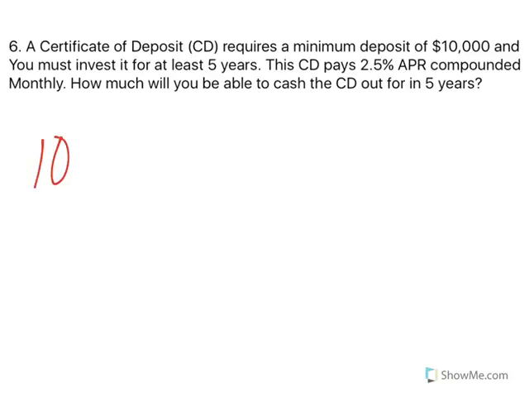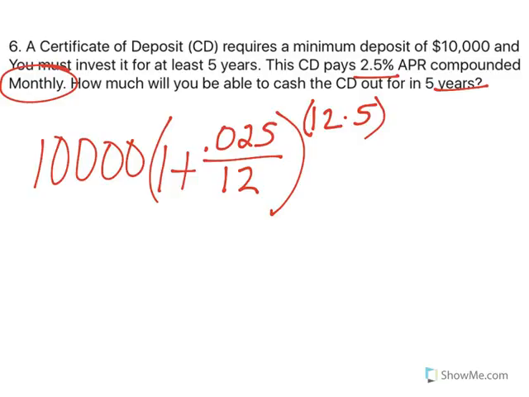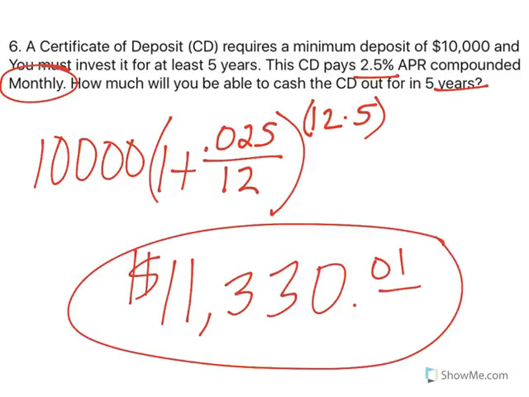Okay, so balance times 1 plus the rate, 2.5, so that's 0.025 as a decimal, compounded monthly, means n is 12, raised to the 12 times 5 years. All right, so I plug that in, and after 5 years, this is worth $11,330 and a penny. All right, compounding periodically. Make sure that you use your period twice. So monthly means your period is 12. That should be in your formula twice. Once as a denominator, once as an exponent.